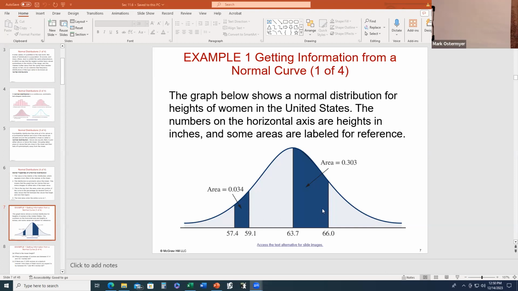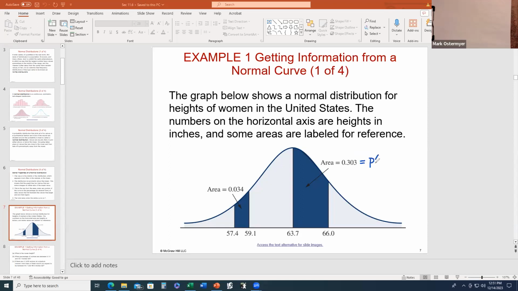And so, ladies and gentlemen, you see this dark blue shaded region here. This represents the area underneath this normal distribution curve from 63.7 inches to 66.0 inches. So what does this area represent? Well, areas are equal to probabilities.